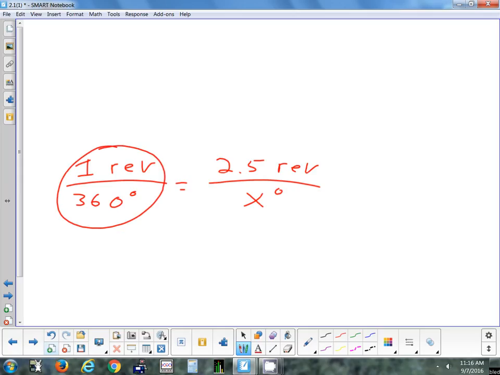Well, Jared, what do you think? If I know that there's 360 degrees in a revolution, can I convert any number of revolutions I want to degrees? Could I do 2.6 if I wanted, or 3.9? Yeah, I can do anything. So just knowing this one fact allows me to convert anything I want between degrees and revolutions.